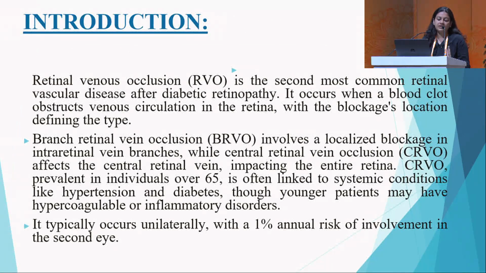So we'll start with retinal venous occlusion, which is the second most common retinal vascular disease after diabetic retinopathy. Branch retinal vein occlusion is basically a localized block within the branches, while central retinal vein occlusion affects the central retinal vein, impacting the entire retina.